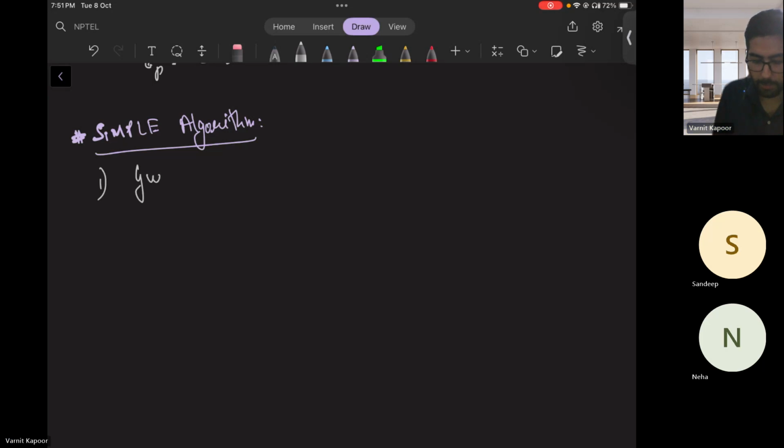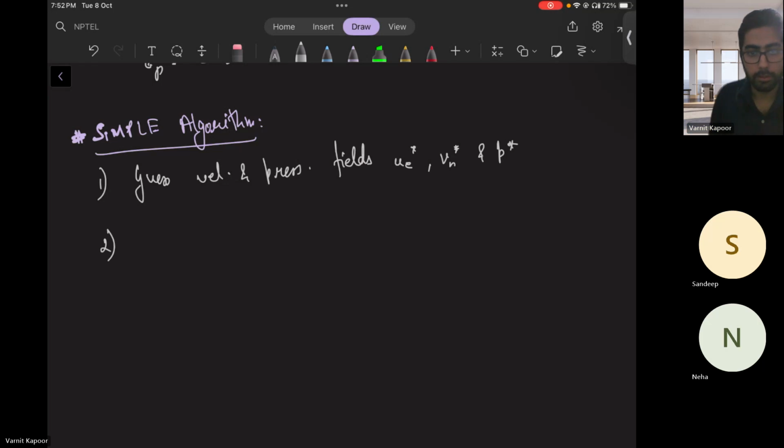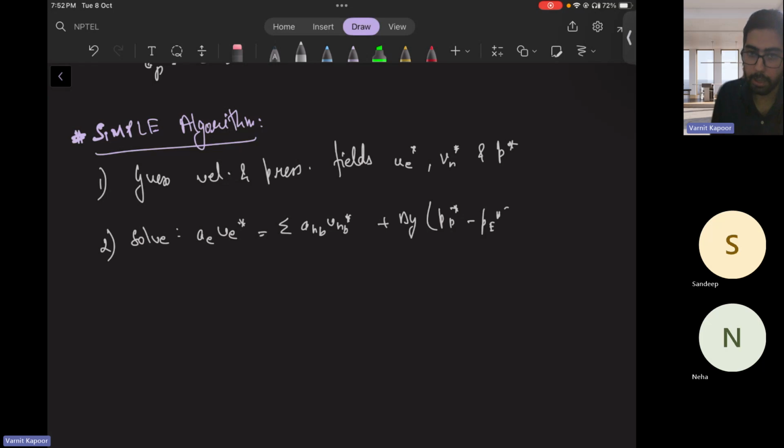Guess velocity and pressure fields: U E star, P n star, and P star. Solve the momentum equation: A E U E star is equal to summation of A nb U nb star plus del y times P P star minus P E star plus B E. Similarly for A N, P N star, you can write this.